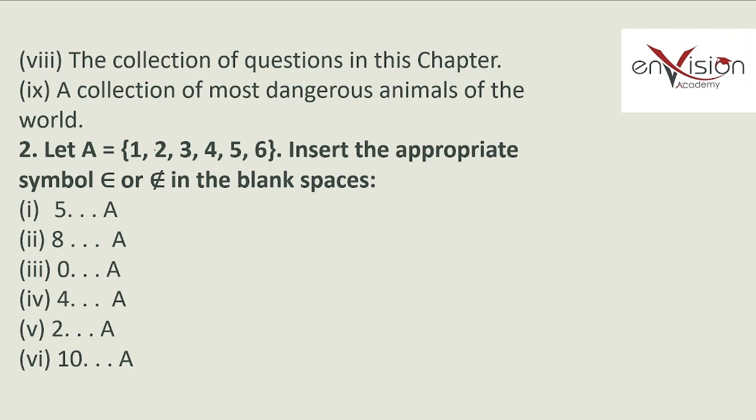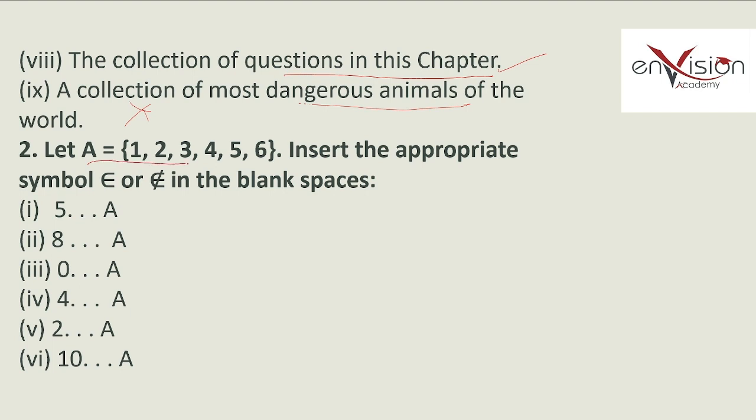Then we have the eighth one, the collection of the questions in this chapter. We can also write down the questions which are included in this chapter. Yes. A collection of most dangerous animals of the world. अब देखो, किसी को किसी चीज से डर लगता है, किसी को किसी चीज से डर लगता है, तो dangerous animals may or may not be the same for everyone. So this is not a well-defined set. Is it clear? Then let's do the second question.